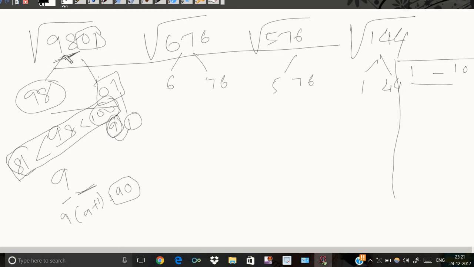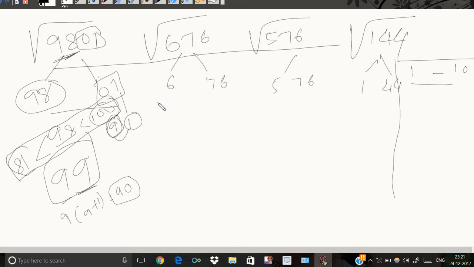If this 90 is less than 98, or we can say that 98 is greater than this number, then we have to take the bigger number. If 98 is smaller than this number, then you have to take 1. But 98 is greater, so I have to take 9. So this is 99. You can check with the calculator whether it is correct or not. Check it out, guys. And in this case also the same thing happens.